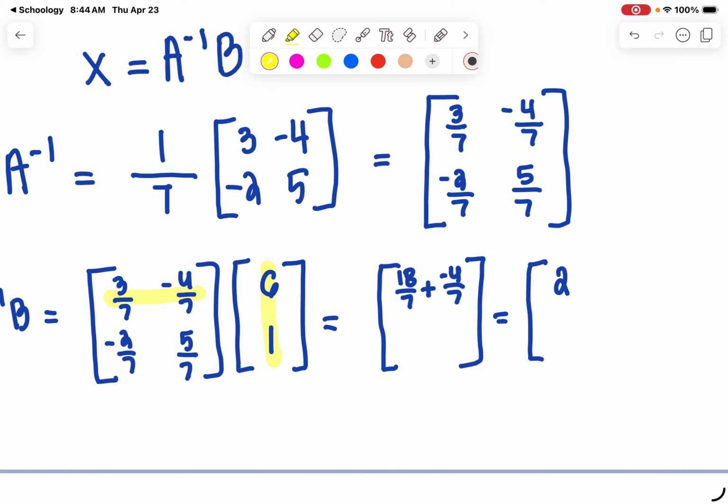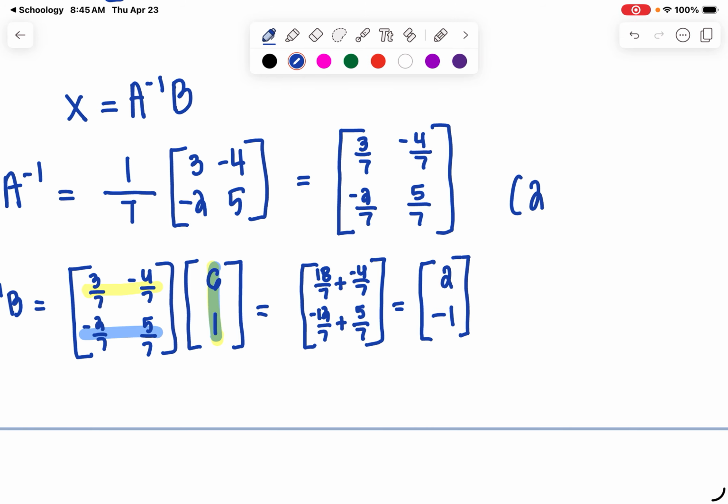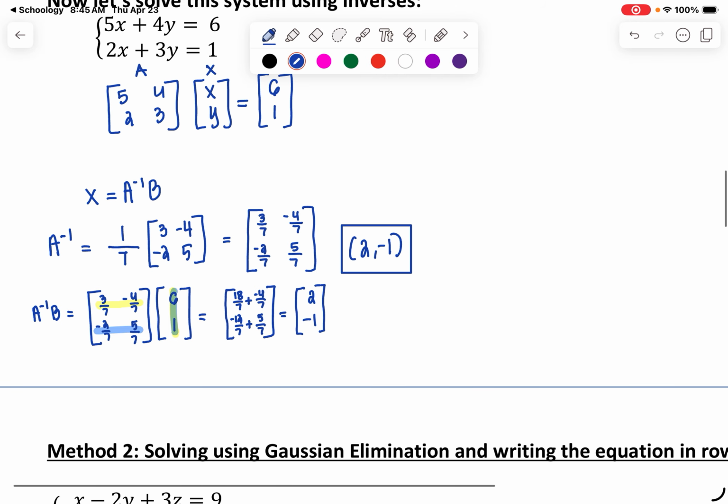To get my second entry, I'm going to multiply -2/7 times 6, which is -12/7, plus 5/7 times 1, which is 5/7. That gives me -7/7, which is -1. So now you get X is 2 and Y is -1, or the ordered pair (2, -1). So that's just another way to solve a system using matrices.